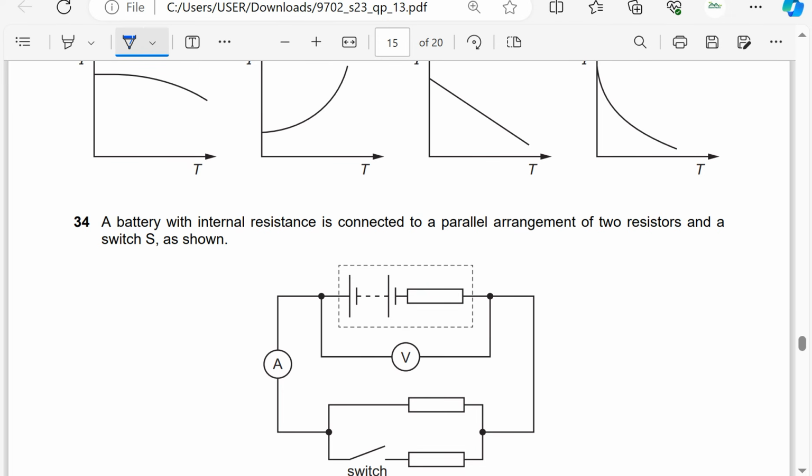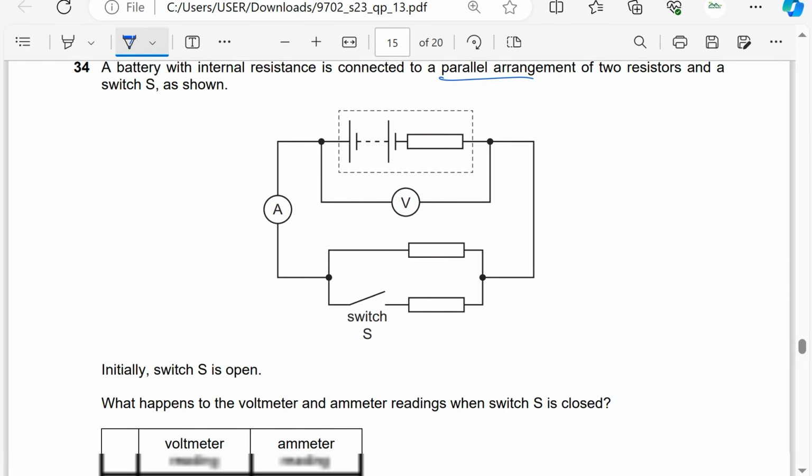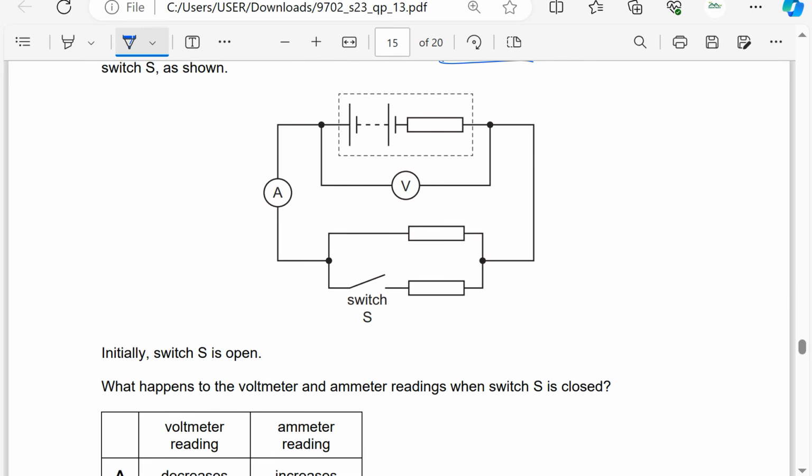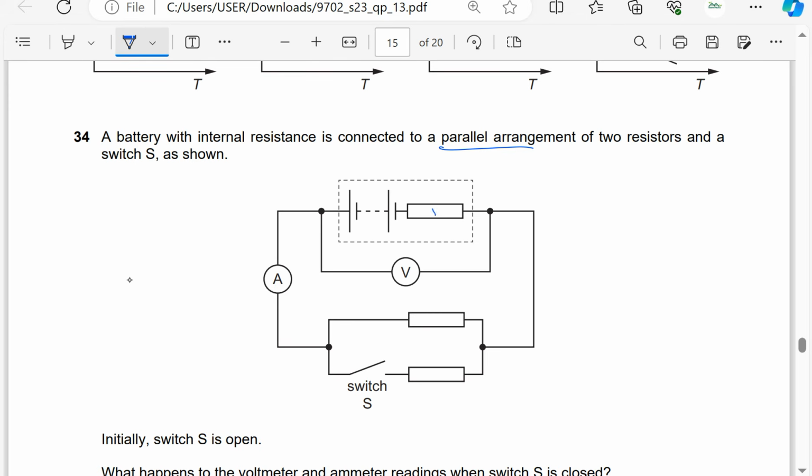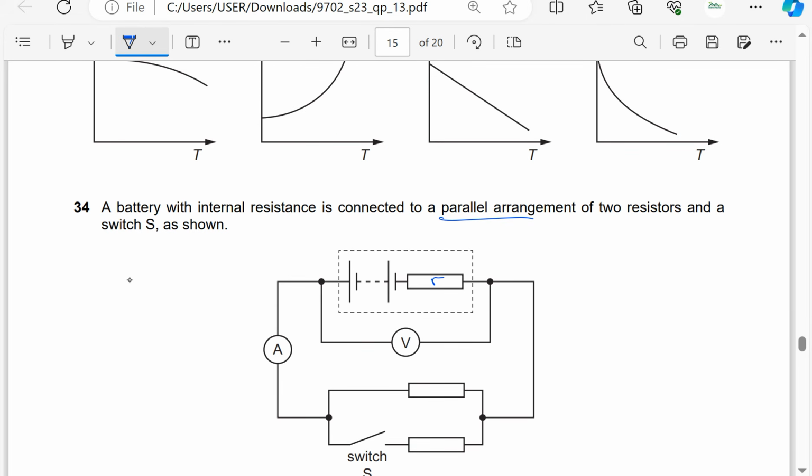A battery with internal resistance is connected in parallel arrangement of two resistors and a switch S as shown. Initially S is open. Let me call this one internal resistance small r. So it means the lost volts, initially, equals I times R. Remember the EMF is equal to the terminal PD plus the lost volts.